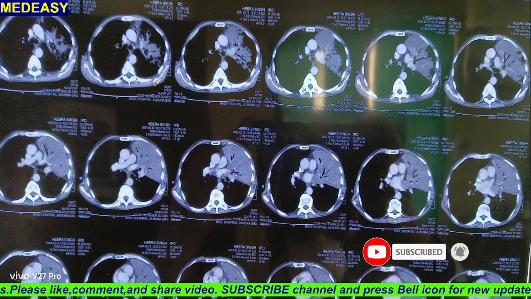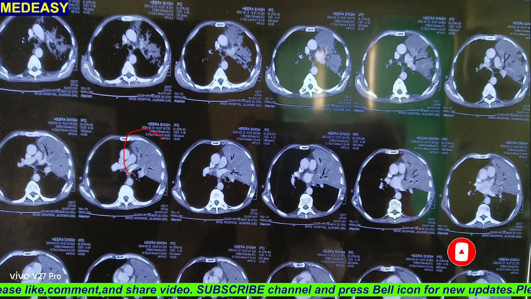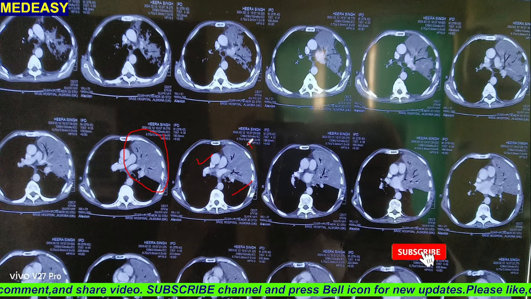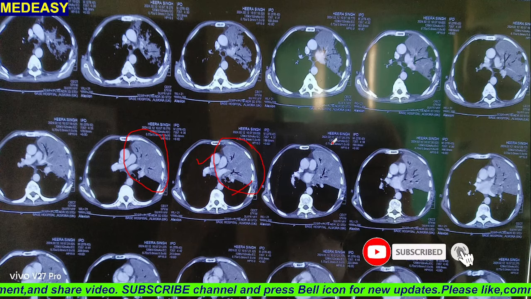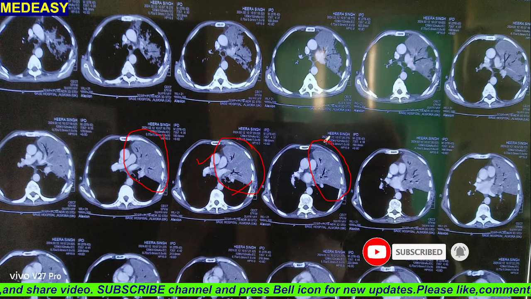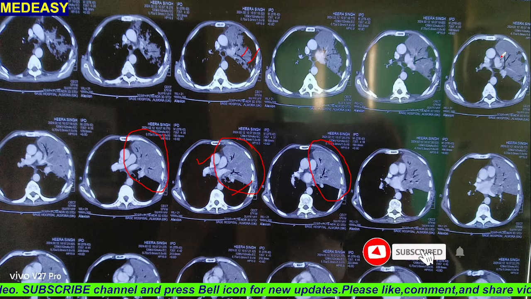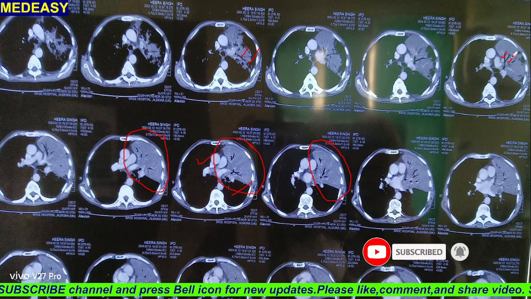Here you can see such a beautiful area of consolidated left upper lobe. This is your right lung, this is your left lung, and this is the area of the left upper lobe. The entire left upper lobe is consolidated with air bronchogram sign. Here we can see the air bronchogram sign. This is a classical air bronchogram sign seen in consolidation.